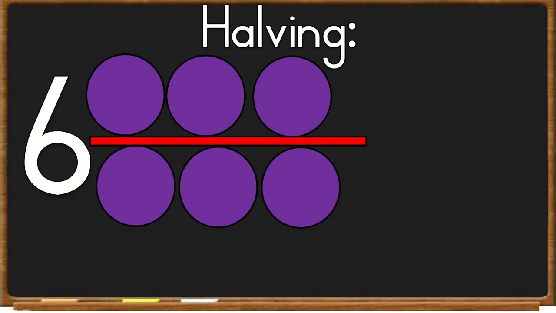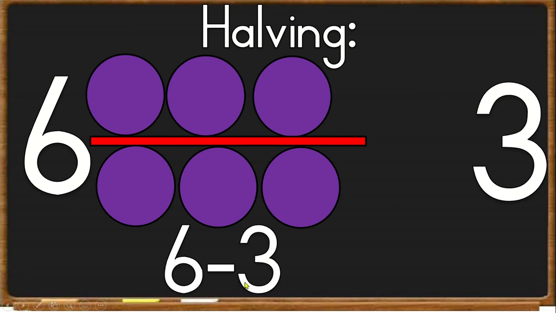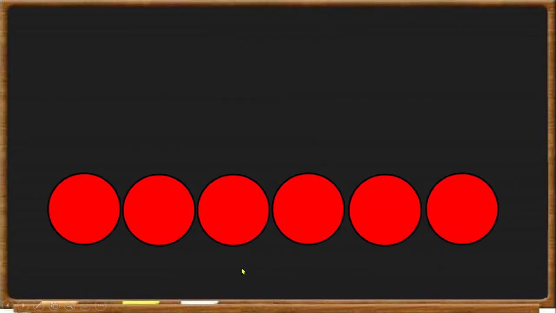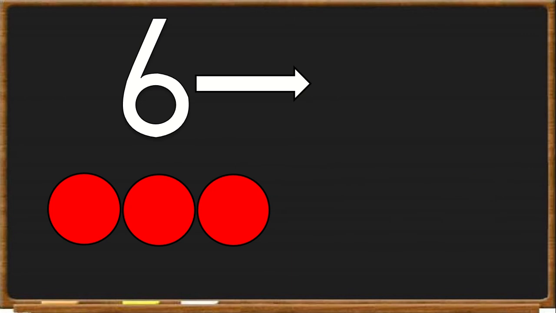I'm going to cut it in half. Sometimes you can cut it like this, other times you can cut it like this, so vertically or horizontally. I'm going to cut it horizontally. So we can see I have 1, 2, 3. So 6 take away 3 equals 3.